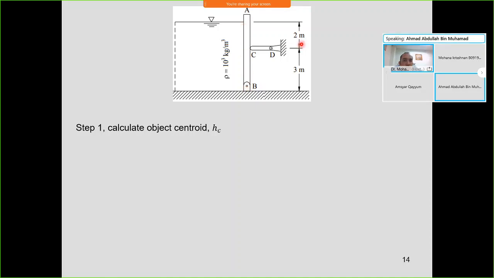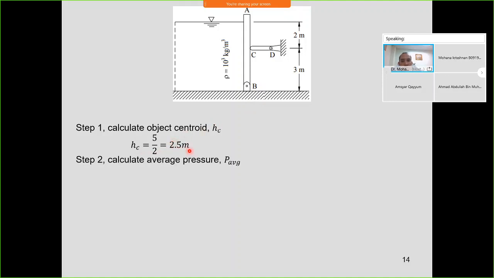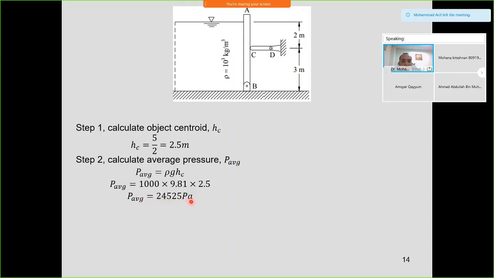Okay, so you know that the total H is 5 meter. So the HC is half of the H, 2.5 meter. And then calculate the average pressure, P average. Simply P average is equal to rho G HC. Rho is 1000, G is 9.81, and HC, Abdullah has answered before, is 2.5. So you got the P average equal to 24,525 Pascal.